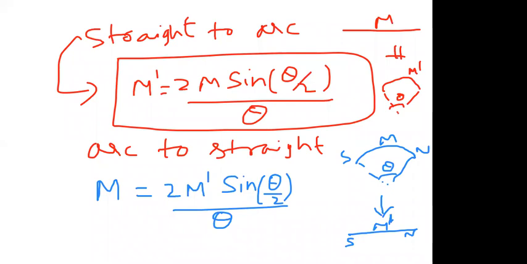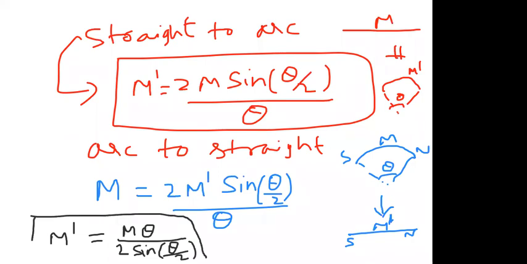Observe carefully from this. What is the M dash formula? M dash is equal to M theta by 2 sine of theta by 2. So M dash is equal to M theta by 2 sine of theta by 2. So this is the formula we derived for arc to straight.